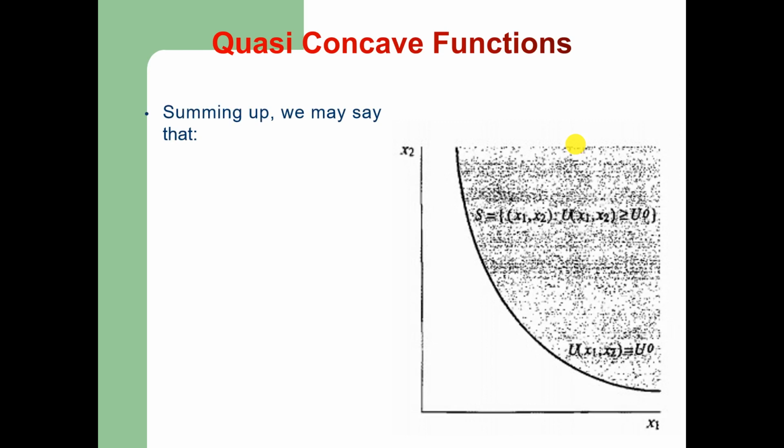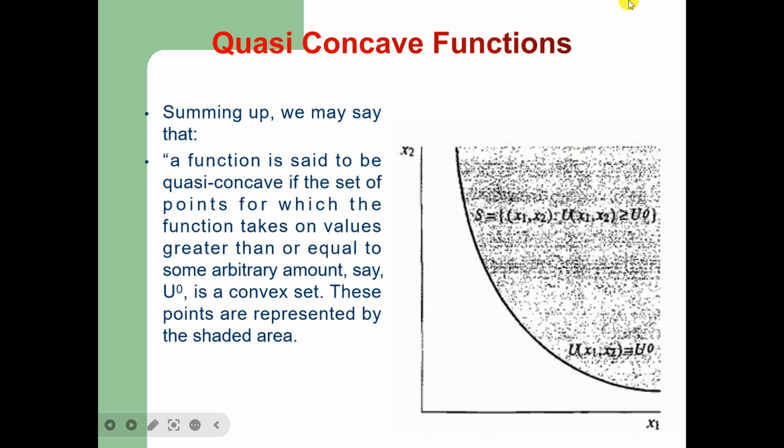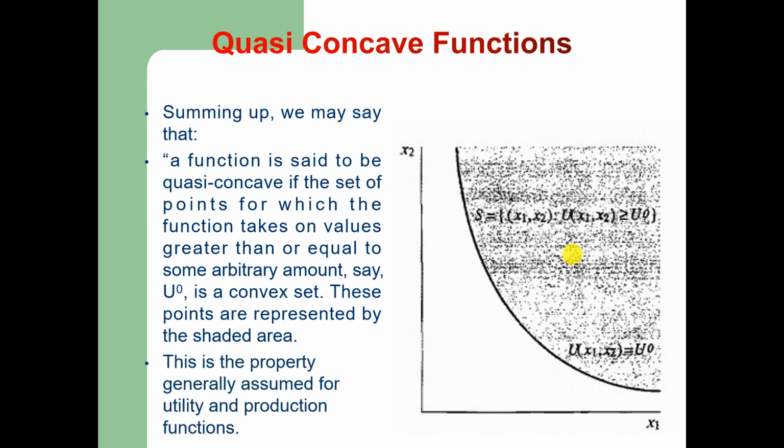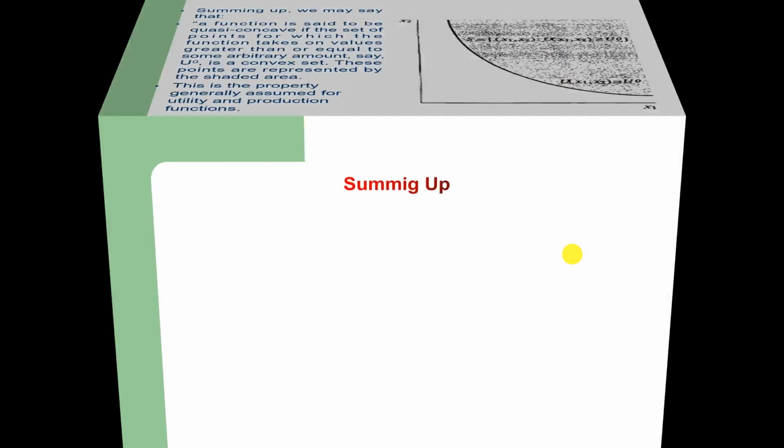Again, let me sum up. We may say that a function is said to be quasi-concave if the set of points for which the function takes on values greater than or equal to some arbitrary amount, say u naught, these points are represented by the shaded area, so that set is a convex set, and such a function is known to be a quasi-concave function. So this property is generally assumed for utility function and production function. Let us sum up the entire presentation.